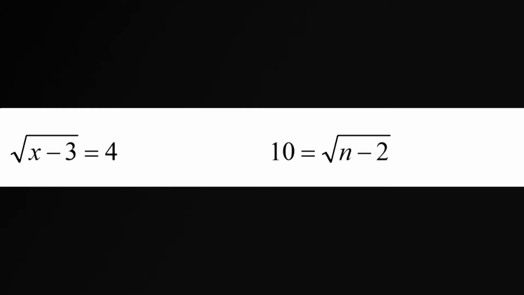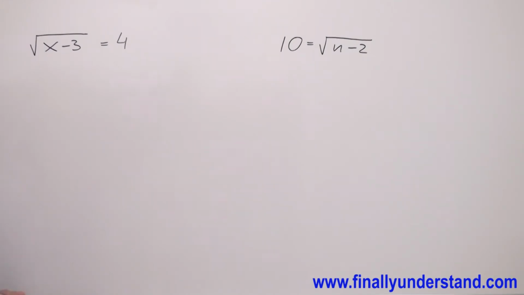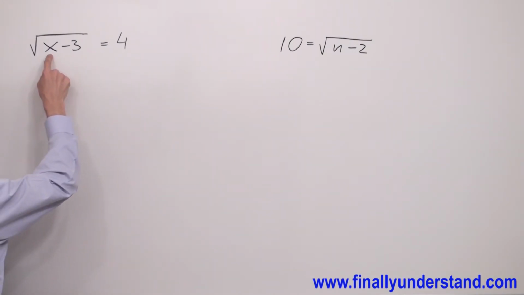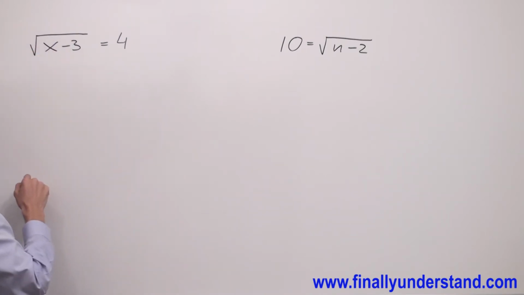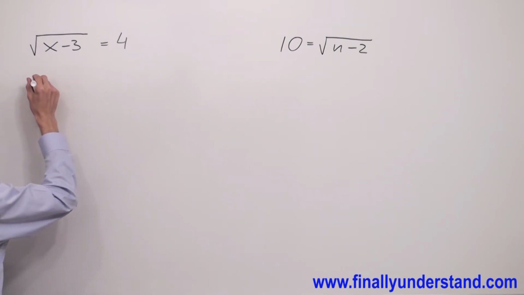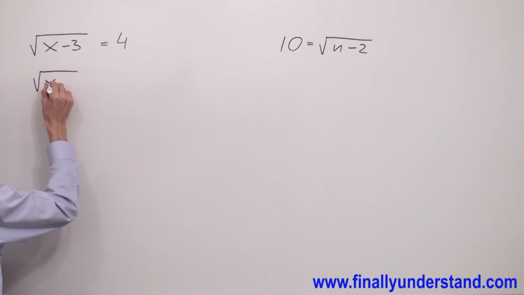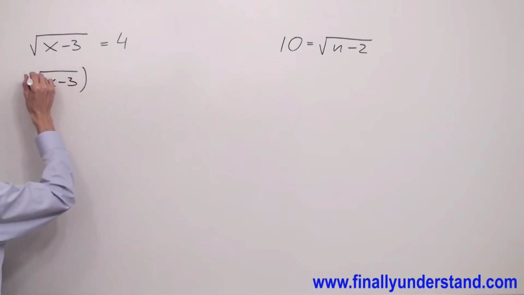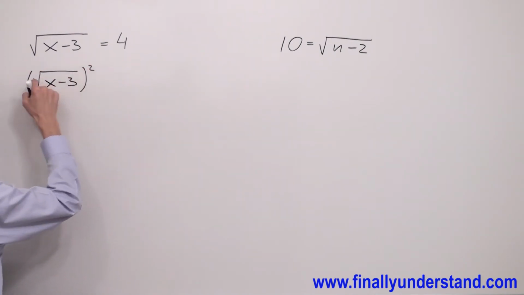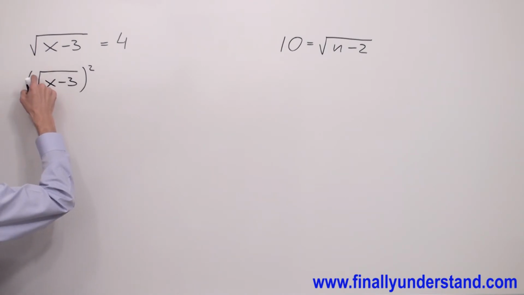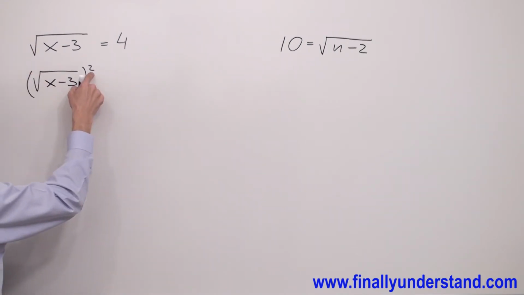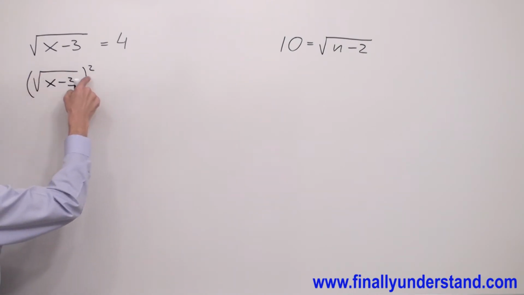Let's take a look at another example. X is under the radical sign. In order to find x, I have to eliminate the radical. In order to eliminate the radical, I'm supposed to raise that radical to the power which is equivalent to the index of this radical. Remember, anytime there is no number, there is always an invisible 2. That's why I raised this radical to the second power.